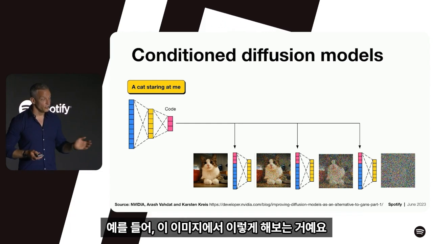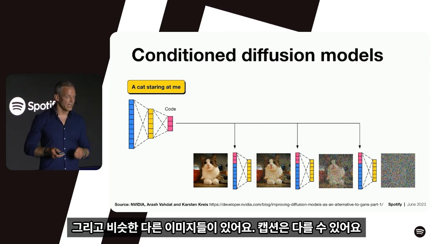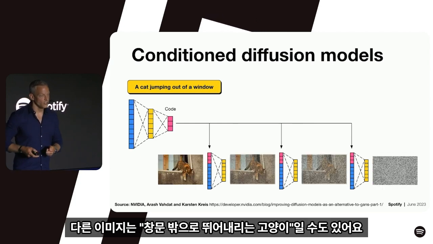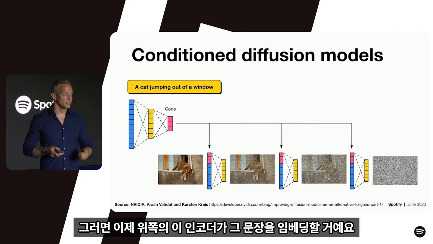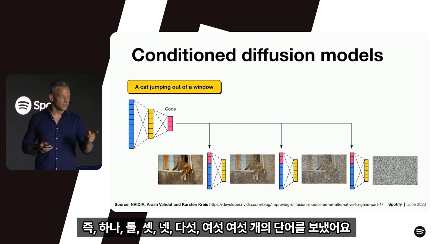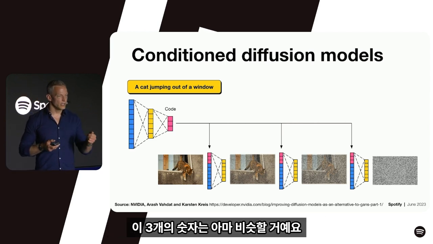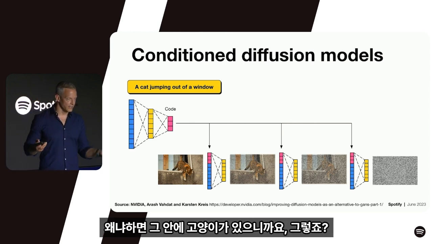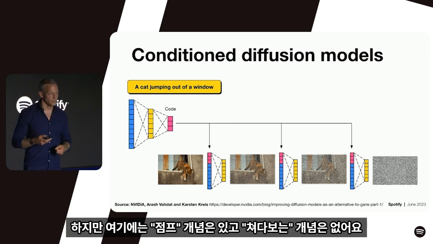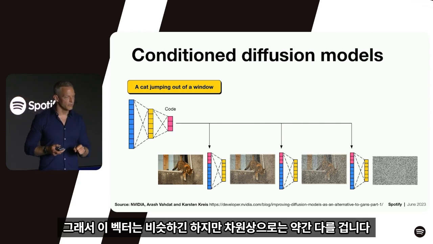So you do this, for example, for this image, a cat staring at you, and then you have other similar images, but with different captions. So instead of a cat staring at you, maybe another image is a cat jumping out of a window. And now this encoder at the top is going to embed that sentence, which is 1, 2, 3, 4, 5, 6 words, 6 numbers, into 3 numbers. These 3 numbers would probably be similar. There's cats in there, right? But there's also the concept of jumping, and there's not the concept of staring. There's a concept of window and so forth. So this vector will be similar in the dimensions, but a little bit different.